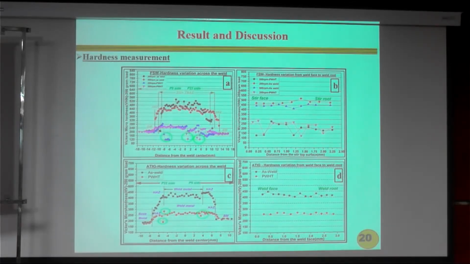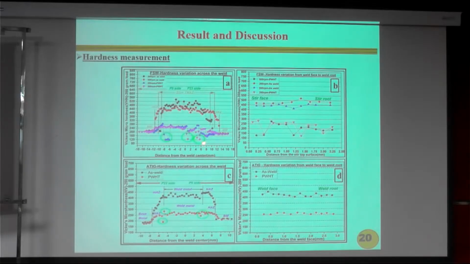But after doing the post-weld heat treatment, the hardness is drastically reduced to 280. This is because tempering happened because of the post-weld heat treatment. Lath martensite is changed to tempered martensite. Tempered martensite means there is an evolution of precipitates. That's why the hardness is coming down.